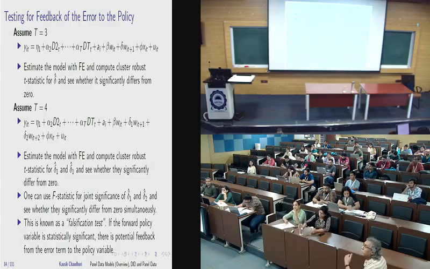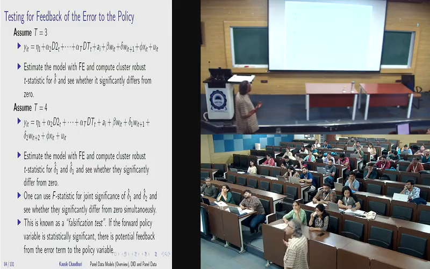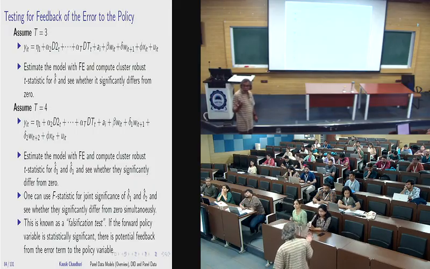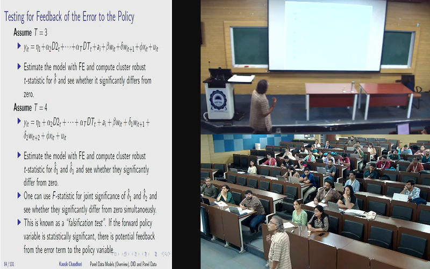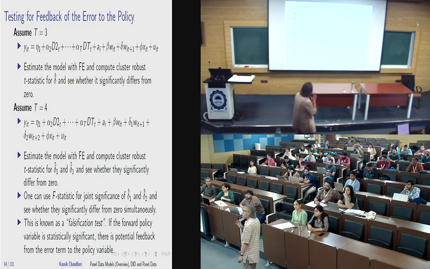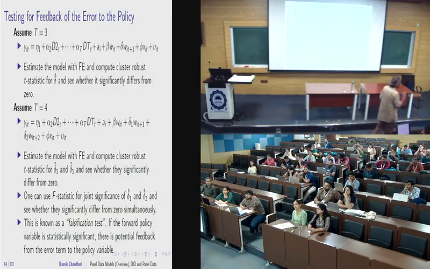So, testing for feedback of the error to the policy. I want to think that there would be an impact of the feedback of the error. Remember what I started with, right? I am increasing it because I know I have the prior information, okay? So given that, assume t is equal to time period 3. So I have those dummies, then what I do, WIT and WIT plus 1.